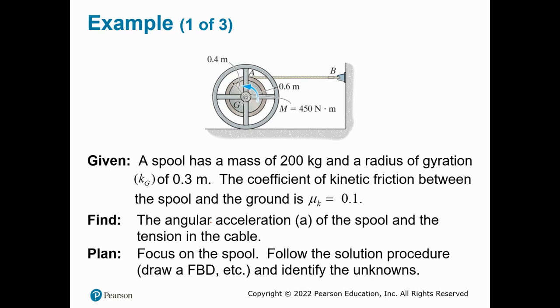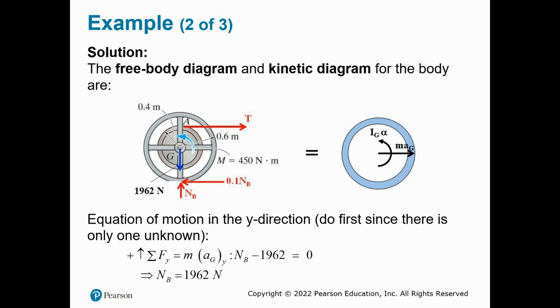First thing is our free body diagram and the kinetic diagram, showing all the forces on there. Don't forget about the friction in between the spool and the floor. And then since this is rotating, we also have this I_G alpha.